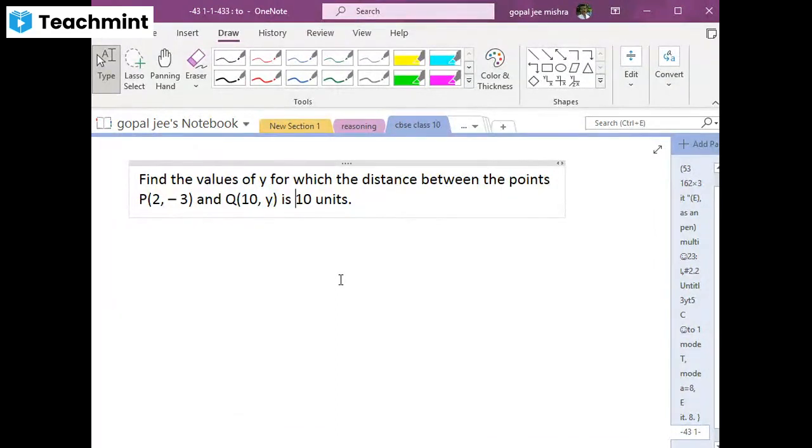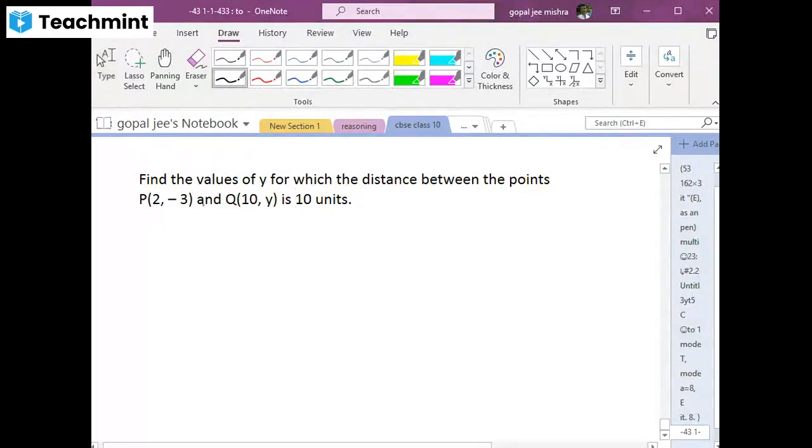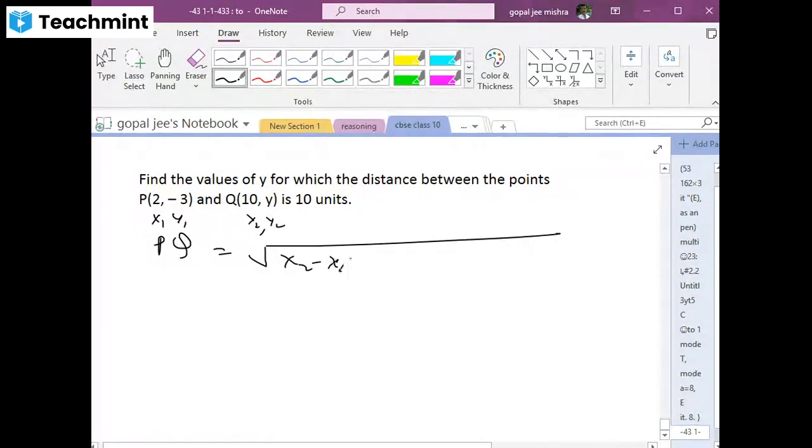Okay, beta. Now, in this question, you are given 2 points, P and Q, and y is unknown here. You can use the formula for the distance between P and Q. So here, this point is x1, y1. Here, this is x2, y2. No doubt, PQ is equal to under root of x2 minus x1 whole square plus y2 minus y1 whole square. Very easily, we are having PQ. PQ is the distance that is equal to 10.